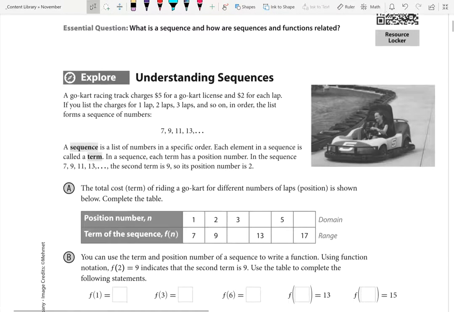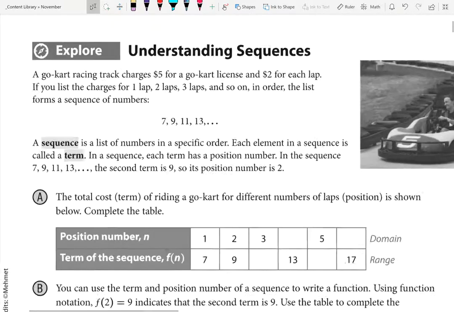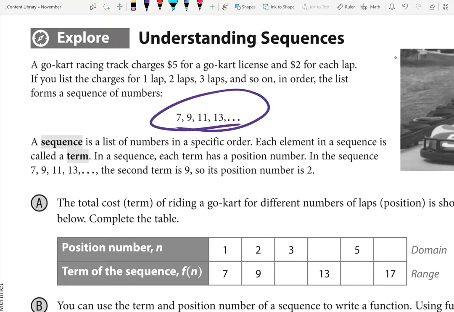To explain what a sequence is, a sequence is simply a list of numbers in a specific order, and each number is considered a term. So if you look at the sequence here, 7, 9, 11, 13, the dot, dot, dot means that it would continue to 15, 17, etc. This is a sequence because it's just a list of numbers, and 7, 9, 11, 13 are all terms in that sequence. 7 is the first term, 9 is the second term, 11 is the third term, and so on. Pretty simple, just a list of numbers.